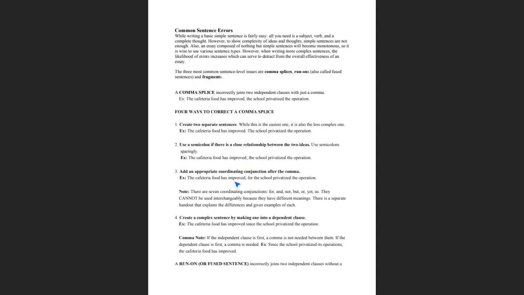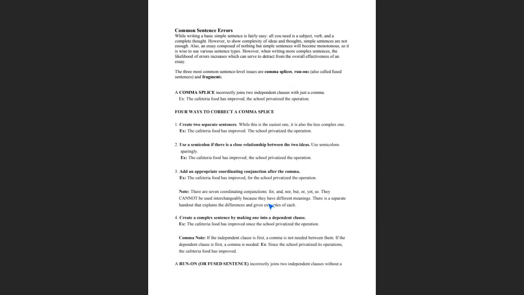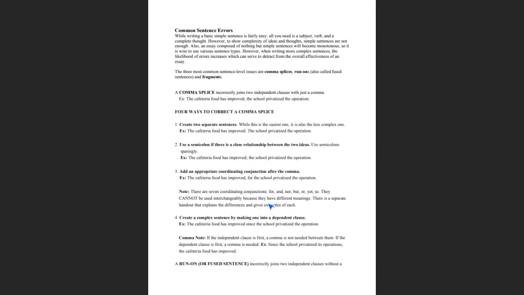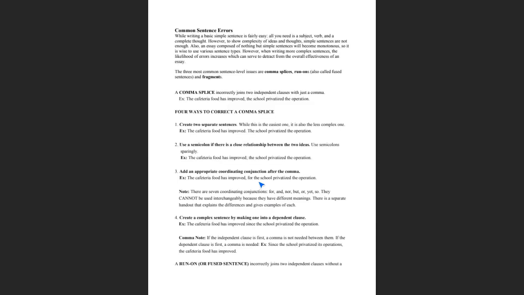A more complex way to join two complete sentences is to use a comma and a coordinating conjunction. There are seven coordinating conjunctions: for, and, nor, but, or, yet, so. However, they cannot be used interchangeably because the coordinating conjunctions mean different things. So you want to make sure that you're using the correct coordinating conjunction for the context of your sentence. The only grammar rule that you need to know here is if you're combining two complete sentences with a coordinating conjunction, the comma comes before the coordinating conjunction, such as here.